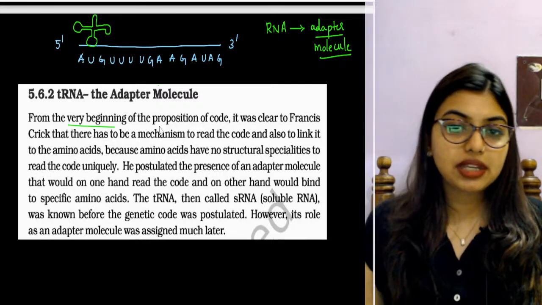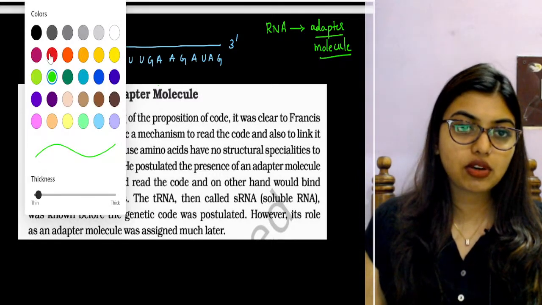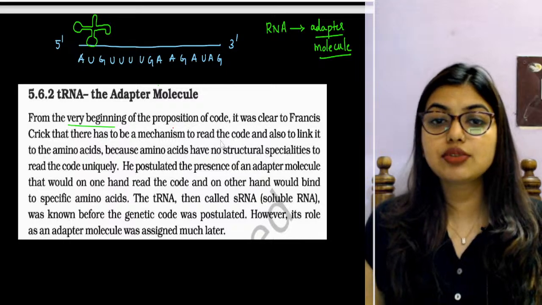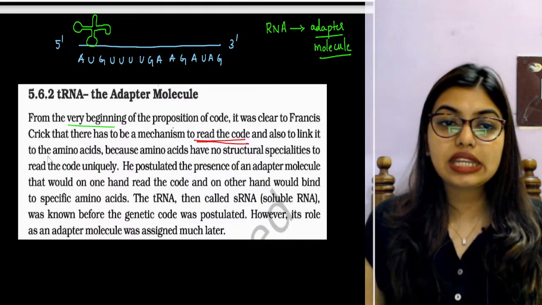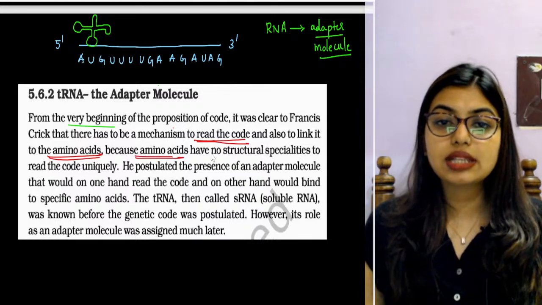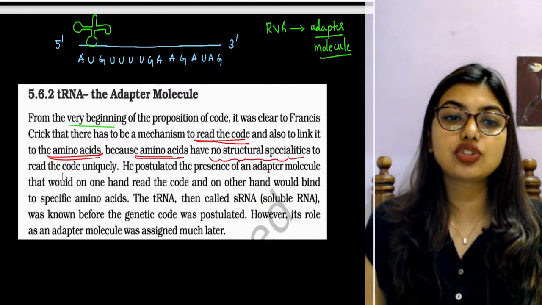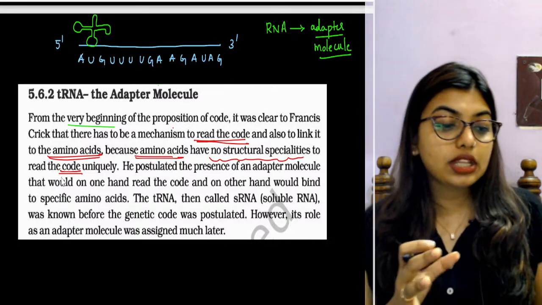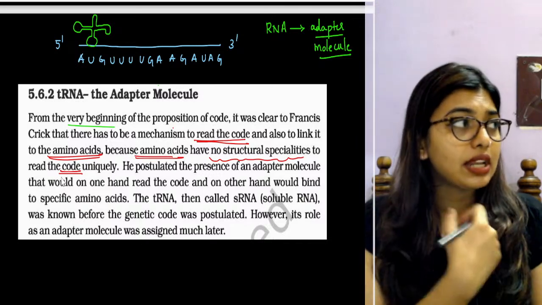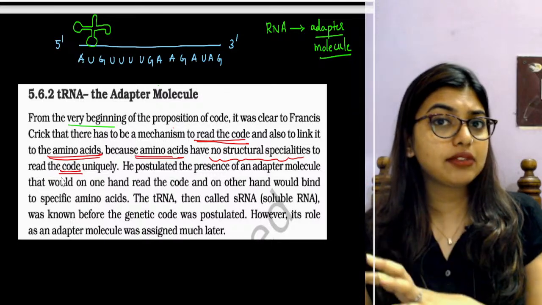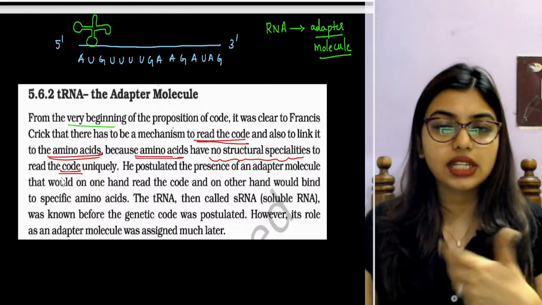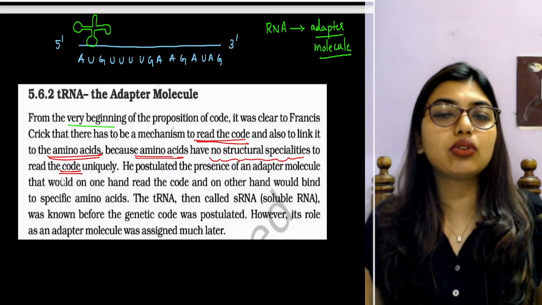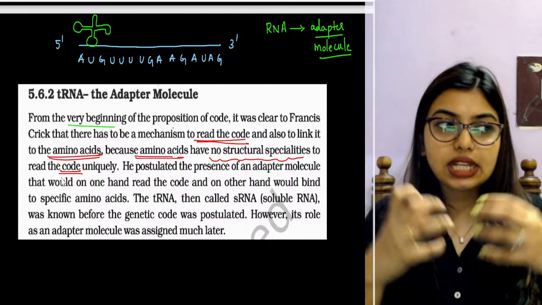From the very beginning of the proposition of the code, it was clear to Francis Crick that there had to be a mechanism to read the code and also link it to the amino acids, because amino acids have no structural specialties to read the code uniquely. I told you, mRNA does not have anything. Even amino acids cannot say to one another, see, I am AUG, I will code for methionine, and that fellow will code for phenylalanine. They cannot talk like how Nishant is talking to me, how Tanuja is talking to me. They don't know that I have to code for this person. So such a mechanism does not exist.